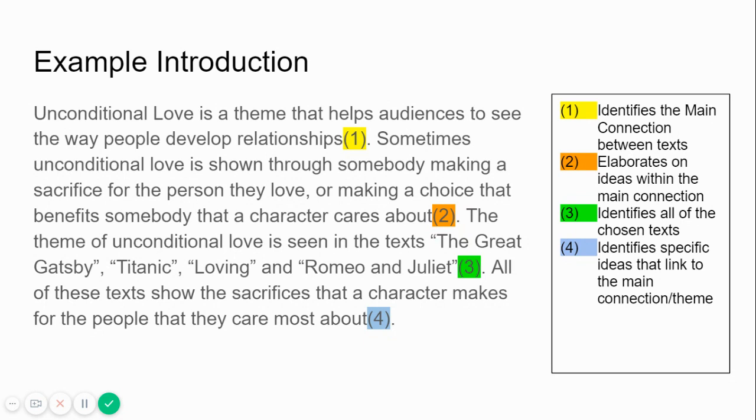And then the last bit, you're identifying specific ideas that link to the main connection or theme. All of these texts show the sacrifices that a character makes for the people that they care most about. So right there in that introduction, you've identified the main connection, you've elaborated on it a little bit, so you're opening up the space for yourself to talk about some of those wider ideas later on. You've identified the texts for your reader, and you've then shown some of the links that are made between those ideas and the main connection.